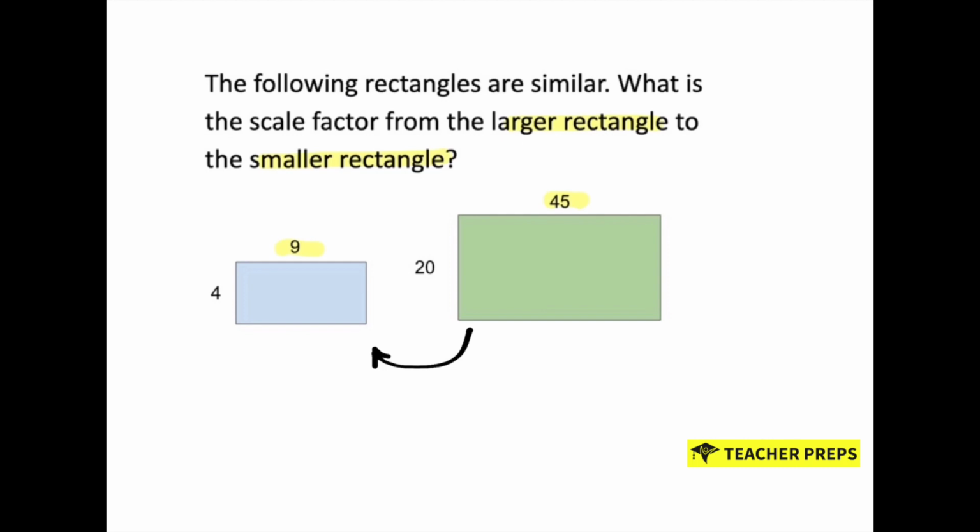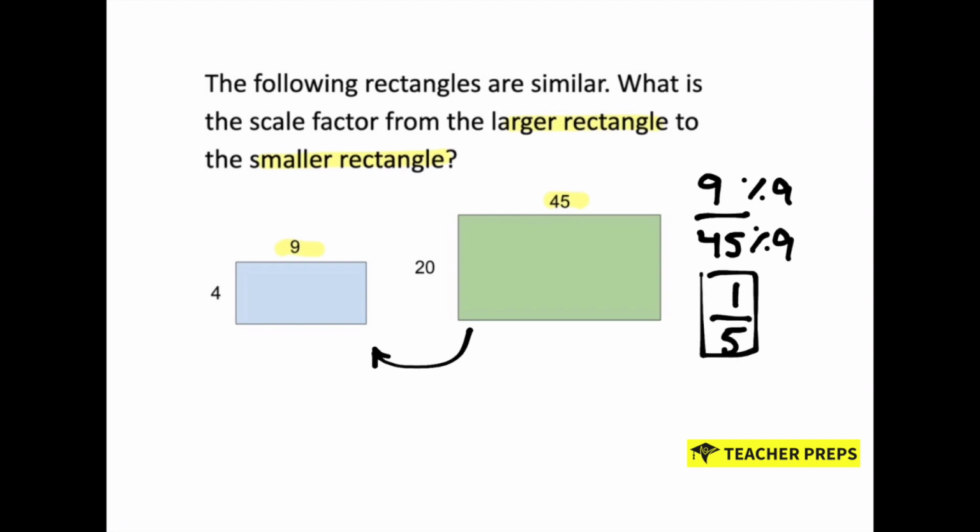So on this one, we need to put the smaller rectangle side in the numerator. That'd be the 9. And then we need to put the 45 in the denominator. What can you divide out of 9 and 45? You can divide out a 9. That gets you 1 over 5. So in this case, our scale factor was 1/5. If you had chosen 20 and 4 as the corresponding sides, we would get the same ratio. 4 over 20 simplifies to 1/5.